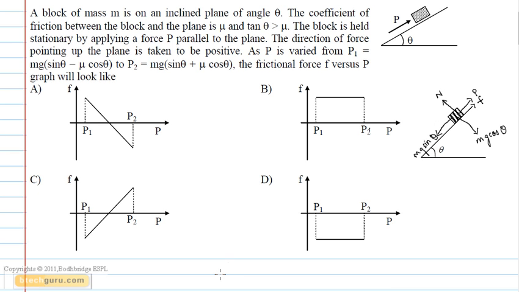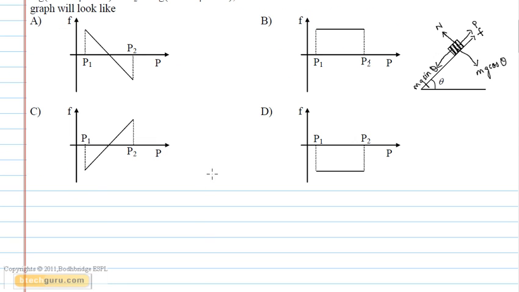It is given that the block is held stationary by applying a force P parallel to the plane. Balancing these forces, we get mg sin theta is equal to P plus F. Now it can be very clearly seen from this equation that when P is equal to mg sin theta, F is equal to 0. Now, when P is less than mg sin theta, the maximum frictional force can be mu mg cos theta.